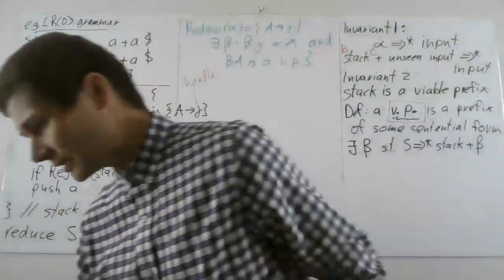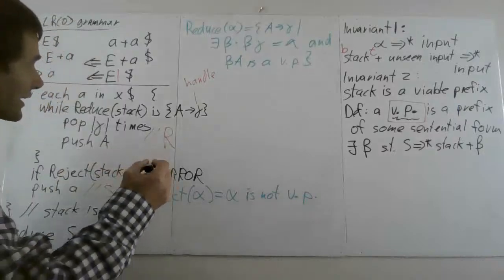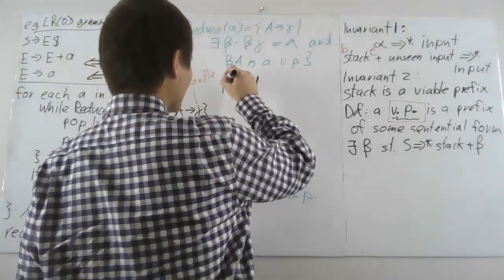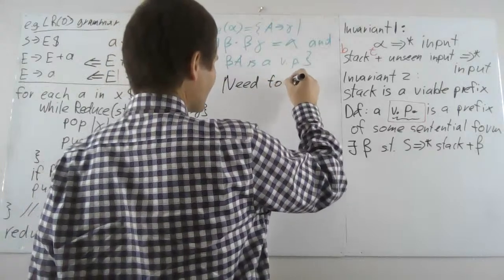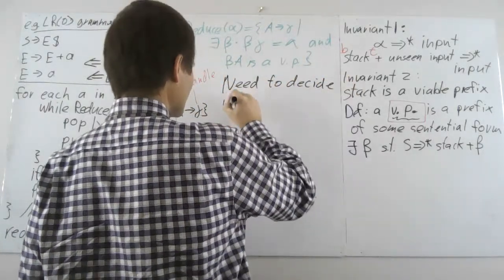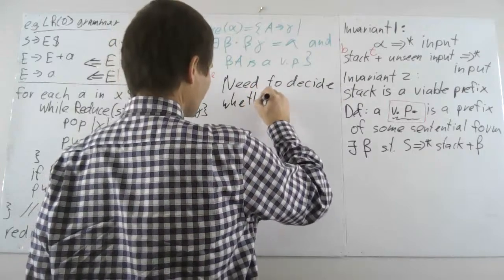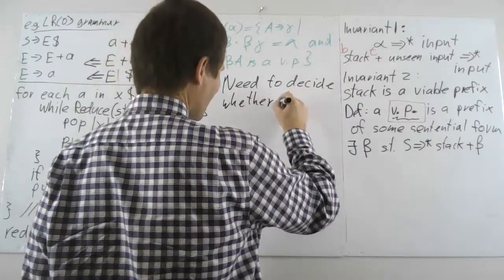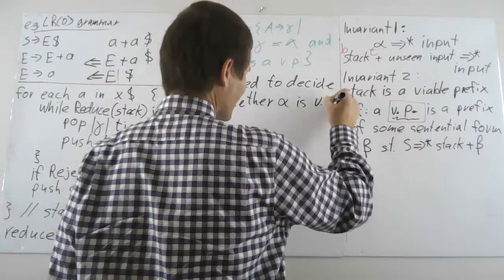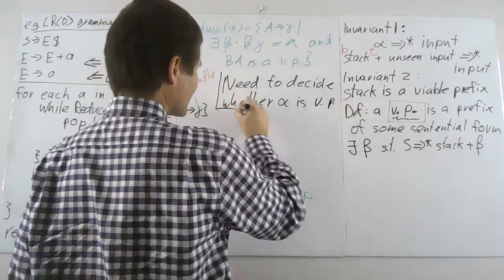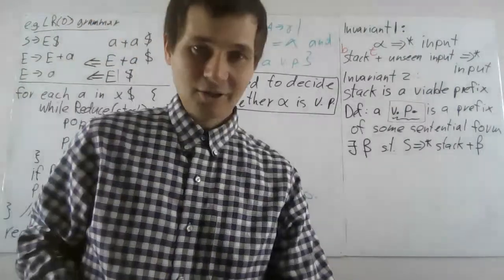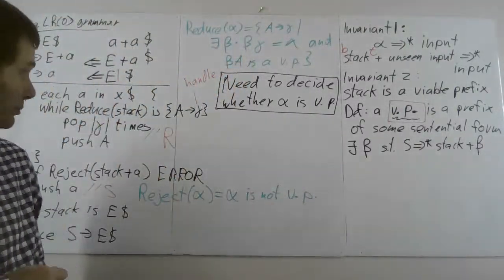So I'll write this. This is important. We need to decide whether alpha, for any alpha, is a viable prefix. This is our key question. If I look at a stack, I want to know, is it a viable prefix or not?